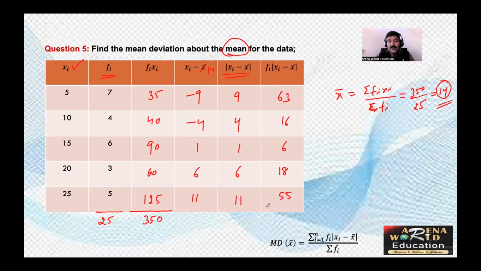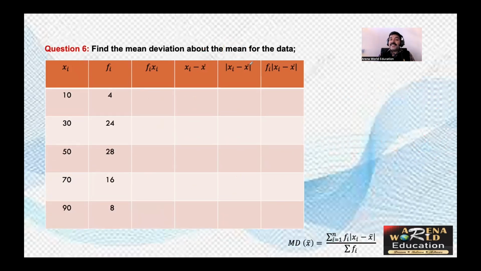Very good. So now what we will do, we will find the sum because we have to apply this result. So the sum will be 158, right? And what is the mean deviation about the mean? Yes, it will be 158 divided by 25. And this will be equal to 6.32. And this is your required mean deviation about the mean for this data. I hope everybody is clear.